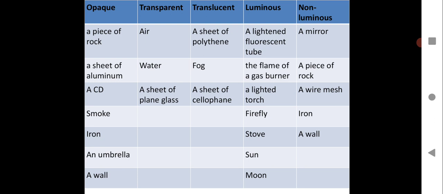Non-luminous objects are a mirror, a piece of rock, a wire mesh, iron, a wall. These are the non-luminous objects, which will not give light; they will not emit light. I hope this list of various types of materials and objects is clear to you all.